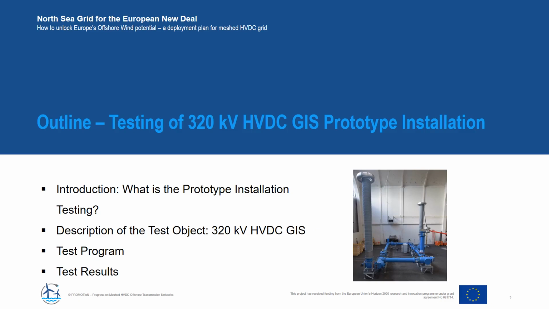Well, the content of my presentation includes the following points. First, I would like to give a brief introduction of a prototype installation test. Basically, this is discussed in detail in another presentation. And then I will try to describe the test object, which is a 320 kV HVDC GIS as it is installed in our laboratory, and then present the test program that we have followed, and finally the test results.